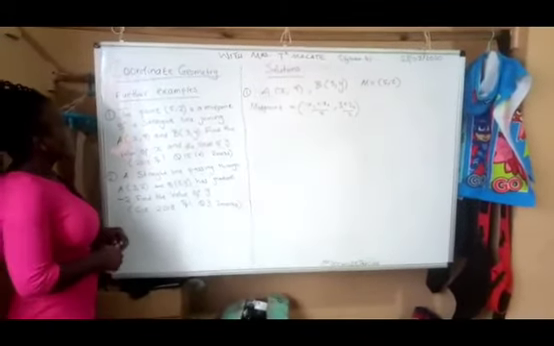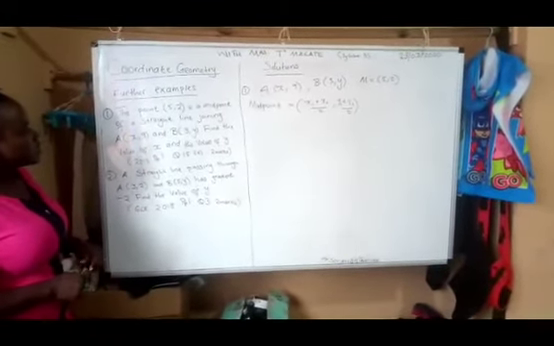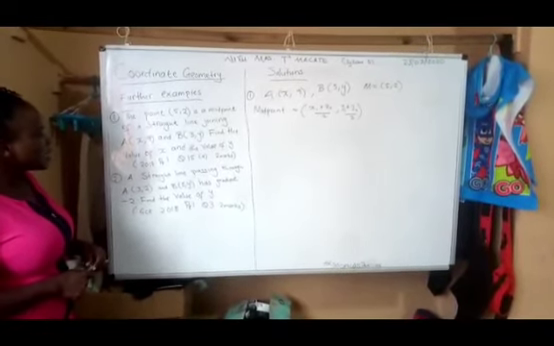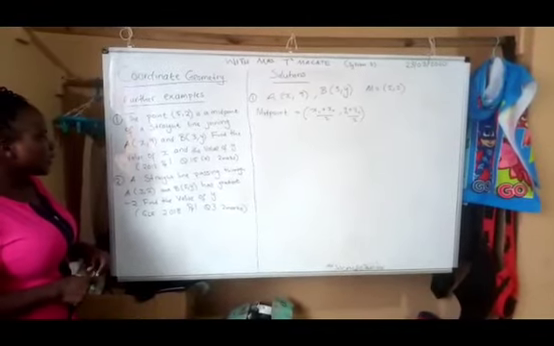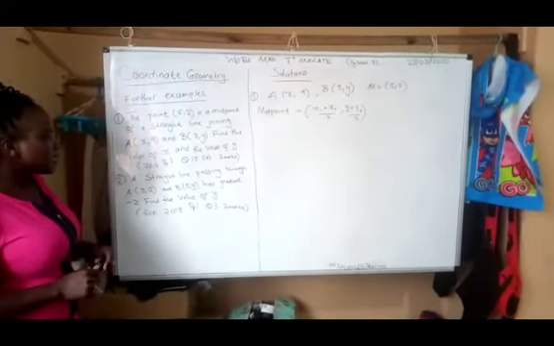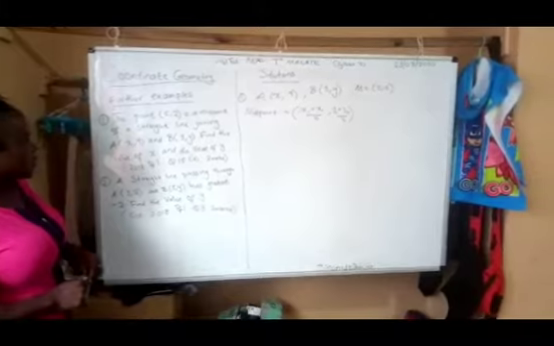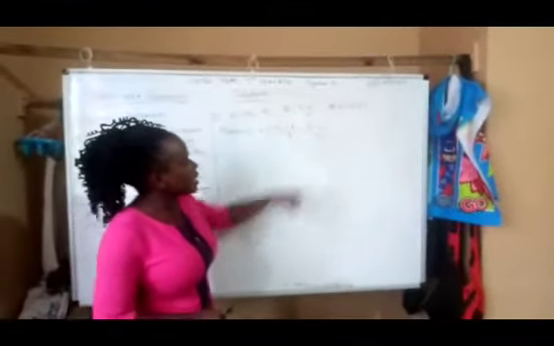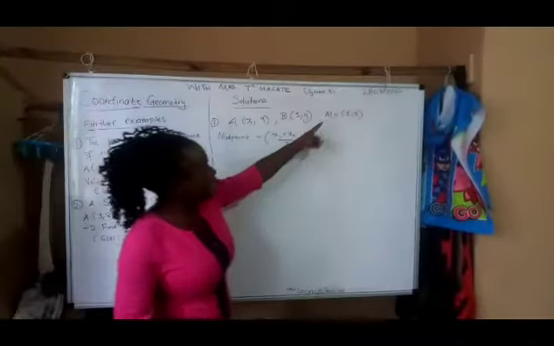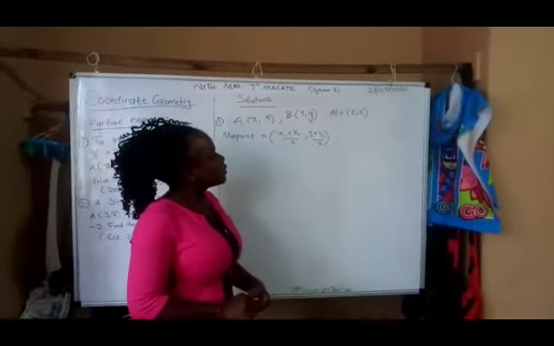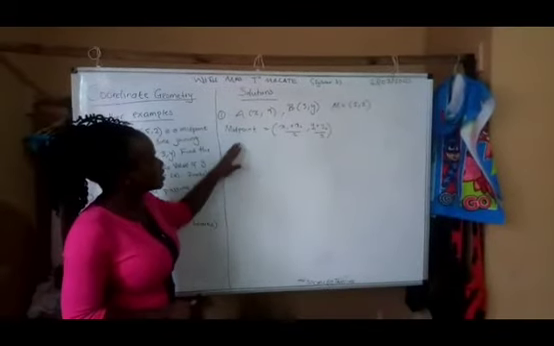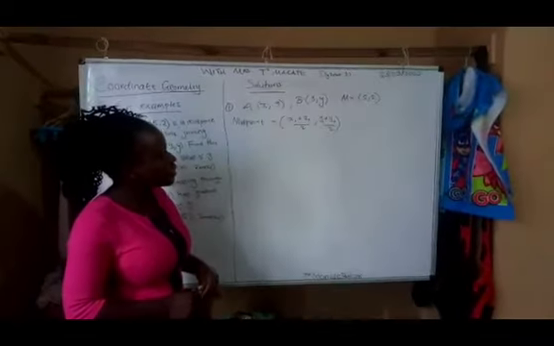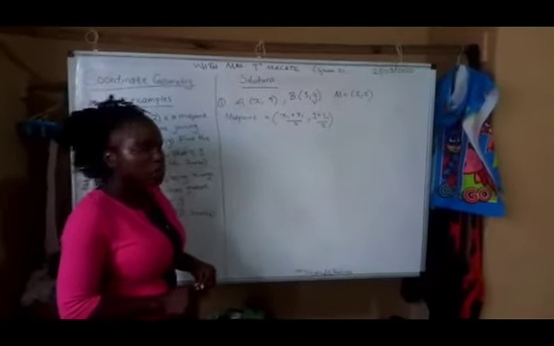It reads, the point (5,2) is a midpoint of a straight line joining A, which is (x, 9), and B, (3, y). Find the value of x and the value of y. So we've been given the coordinates A and B, which I've written down here, and we've been given the midpoint, which I'm calling M, as (5,2). We find the midpoint using the formula (x1 plus x2) over 2, (y1 plus y2) over 2.